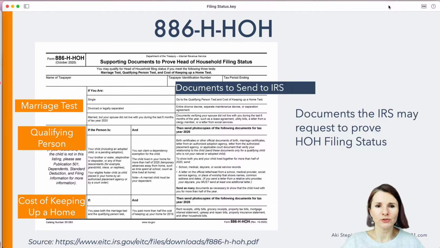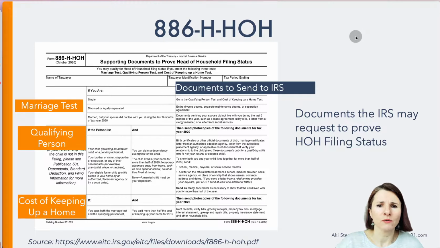And one thing you can consider is to look at Form 886-H-HOH. It goes over the criteria to file head of household, and it's a document that the IRS uses if you file head of household and the IRS has questions or needs to make sure it's the correct filing status, because let's say you filed single, then head of household, and the child is 10 or something like that. So they might ask you to provide some documentation.